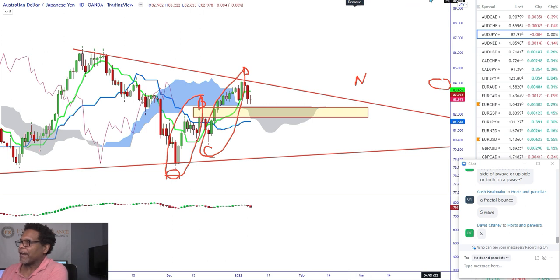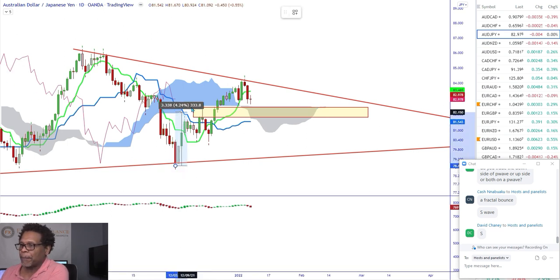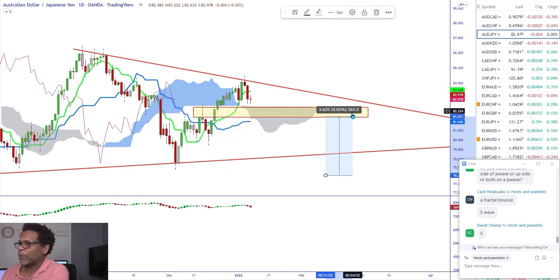I didn't want to erase that. I wanted to erase that, but I can still work with that. So let's go down here. We're saying that from point A to B is roughly 363 pips, right? So let's take this and move it off to the side. It's 363.5.